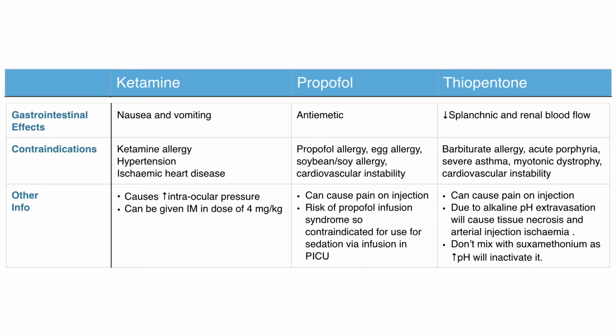Thiopentone has quite an alkaline pH, so extravasation of it tends to cause tissue necrosis, and arterial injection is highly likely to cause thrombosis and limb ischemia. So the point for this is don't give thiopentone into a cannula that you're not sure is in a vein or that could potentially be in an artery. For me, it's generally a cannula I put in myself, or I've seen somebody put it in and I'm happy it's a good cannula. The other thing probably to say with thiopentone is don't mix it with suxamethonium, because the increased pH will deactivate the suxamethonium.